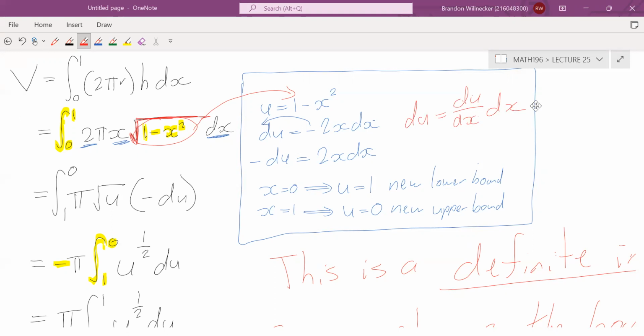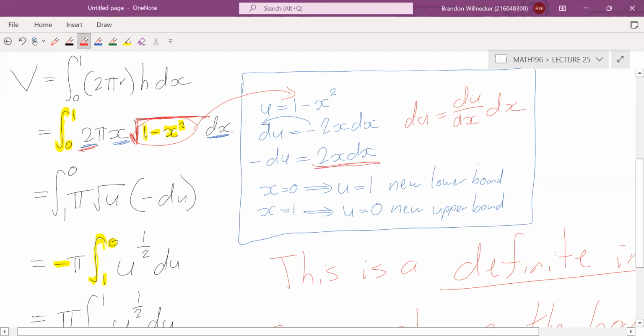We see that in the integral, we actually have 2x dx. I've underlined that in blue. So we take the minus 1 to the other side. So we get minus du is equal to 2x dx. So that gives us this part here, which is this part here.